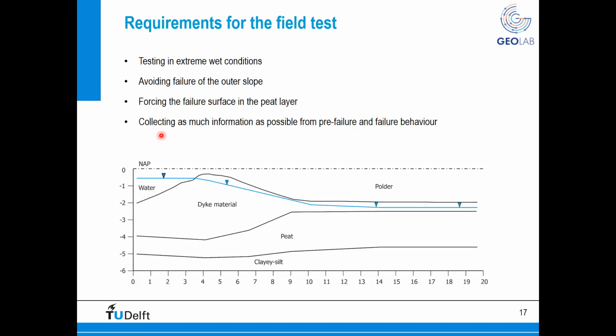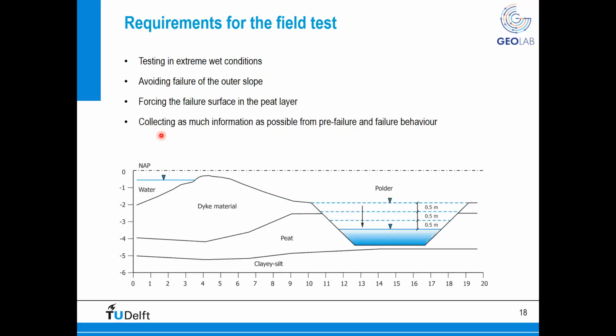So in order to satisfy these requirements, we designed this type of failure mechanism. We decided to excavate the toe of the dyke in order to fictitiously increase or double the height of our dyke. And we performed a series of dewatering at the toe of the dyke in such a way that we were able to gain information from both the pre-failure and the final, let's say, failure behavior.